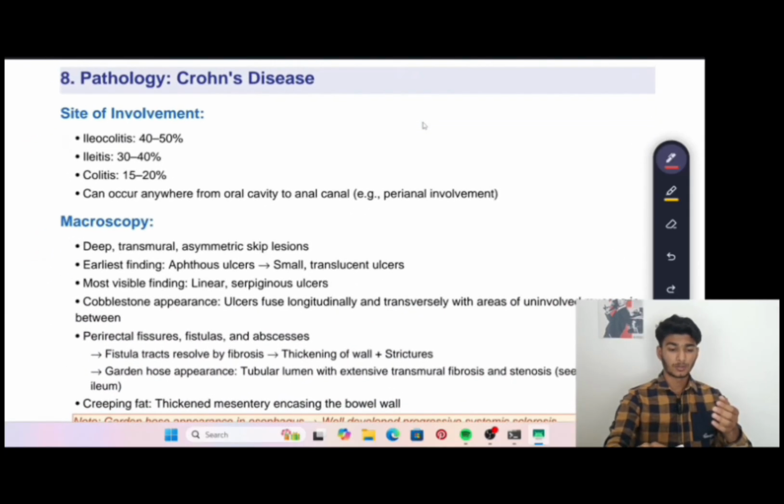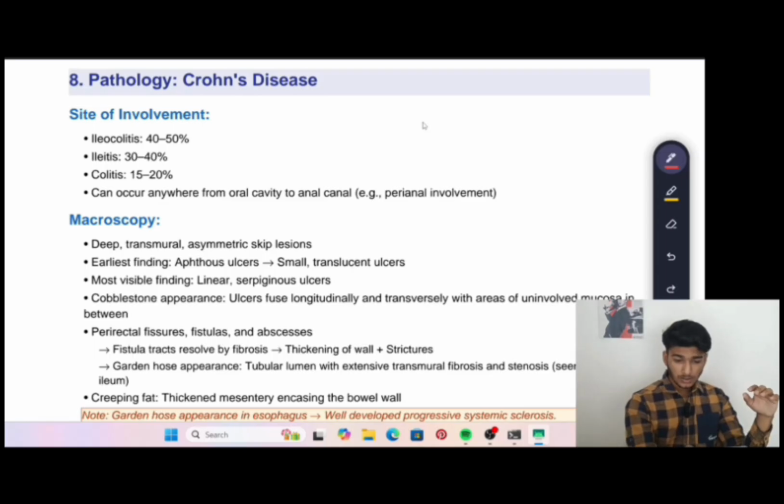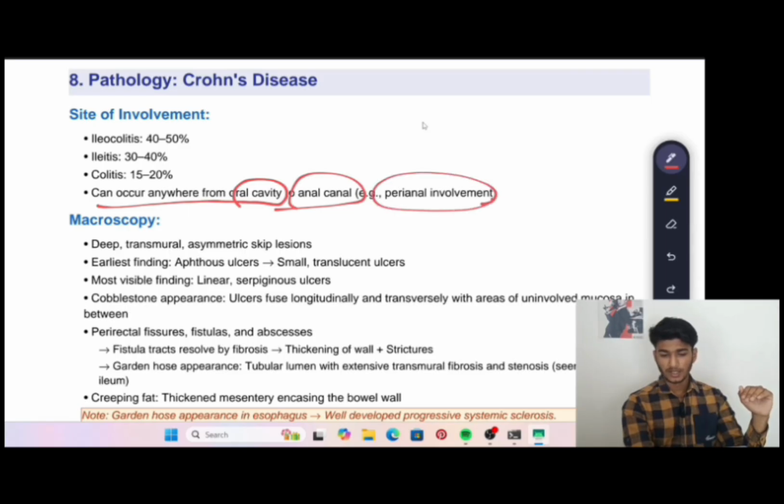And we'll be moving on to the pathology of Crohn's disease. In Crohn's disease, the first thing you should remember is that everything in the gastrointestinal tract can get affected. From mouth to anus, everything can get affected. So here it is written, it can occur anywhere from the oral cavity to the anal canal, with perianal involvement.